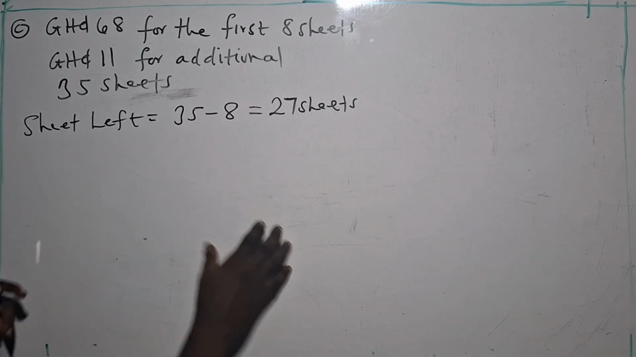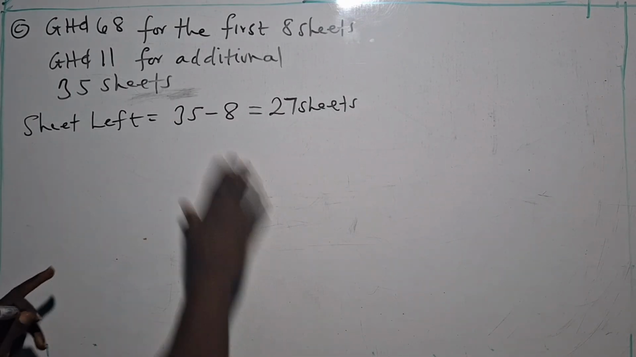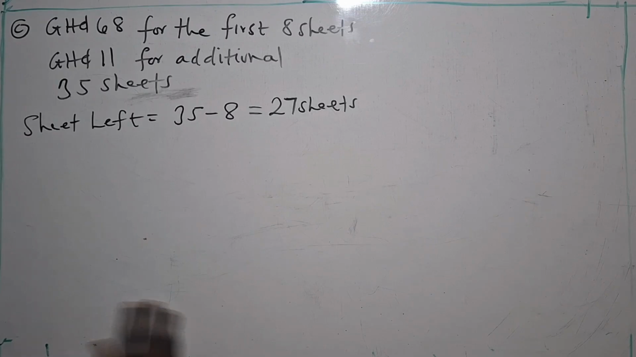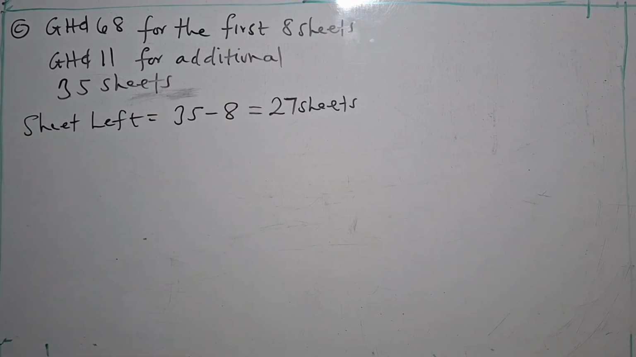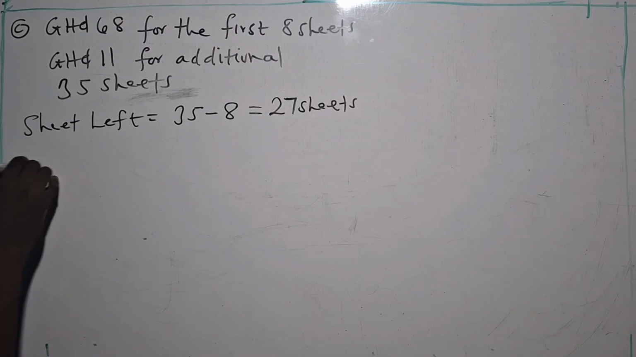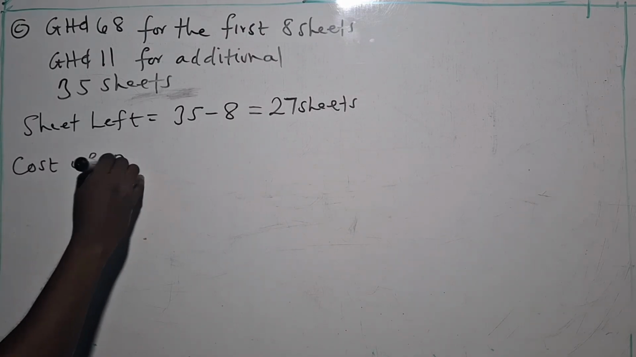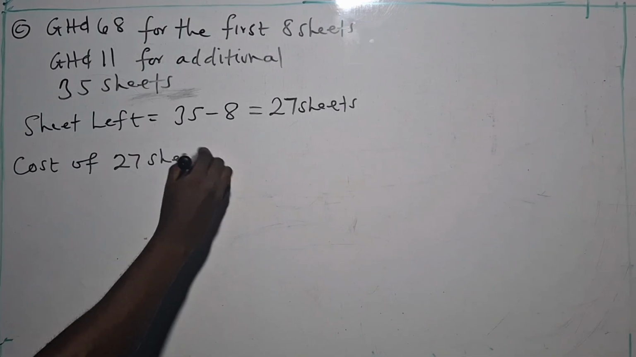Yes, because this is additional. So for the first 8, assuming you went there to type sheets, it's going to charge you 68 cedis. But if you type 9 sheets, 9 sheets means there's 1 extra additional, so for that additional 1, he's going to charge 11 cedis. So since we know the cost of 8, we have to find the cost of what? The 27 sheets.